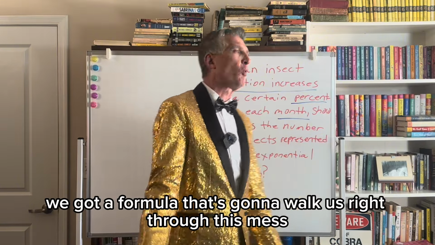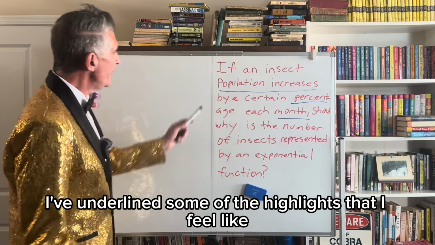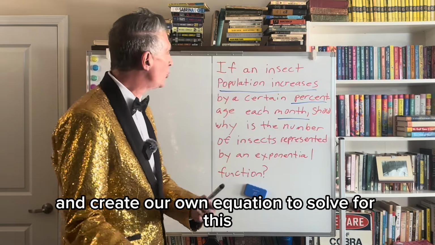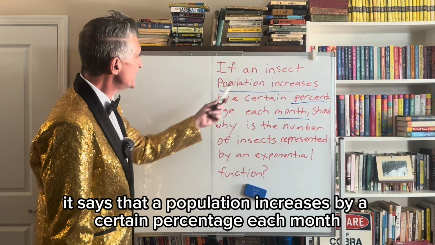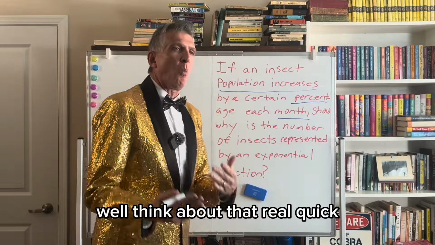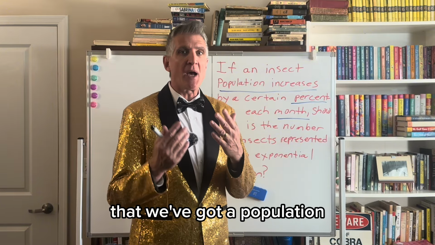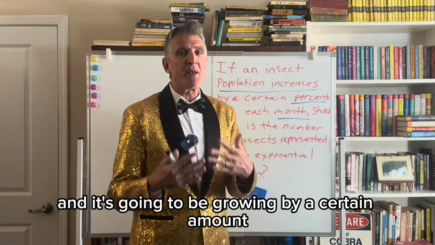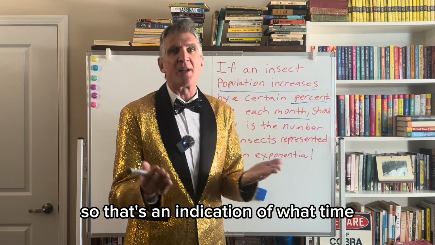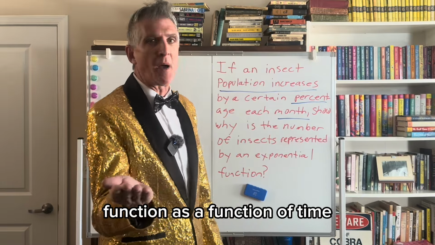We got a formula that's going to walk us right through this mess. So let's just get to this mess. I've underlined some of the highlights that I feel like will help us walk through this and create our own equation to solve for this. It says that a population increases by a certain percentage each month. Well, think about that real quick. What is that saying essentially? That we've got a population and it's going to be growing by a certain amount. So that's an indication of what? Time.